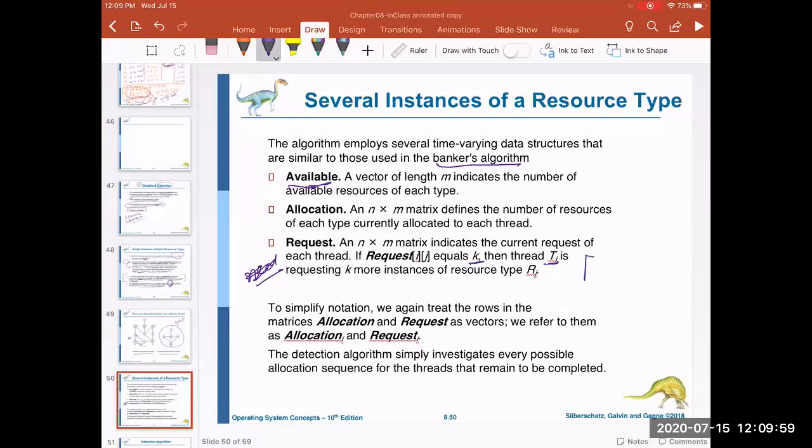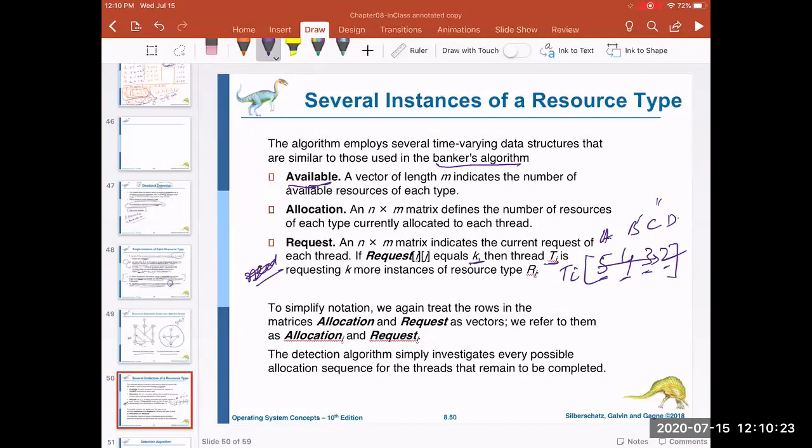If we say the matrix is there, so the total row A, B, C, D, this is for Ti. It will tell me that I need 5, 4, 3, 2. So it requires 5 instances of A type resource, 4 instances of B type resource, 3 instances of C type, and 2 instances of D type. So this is one vector.